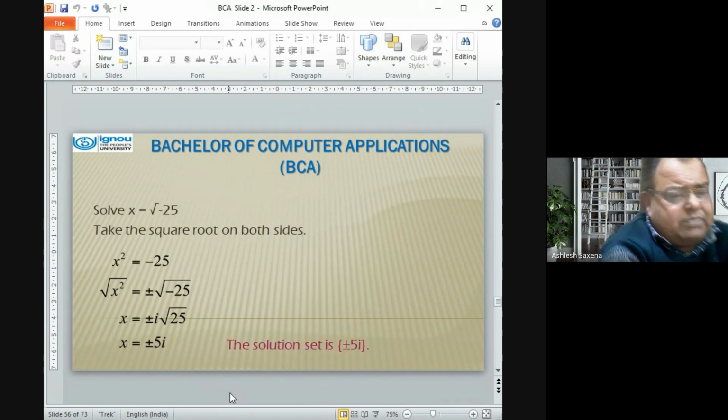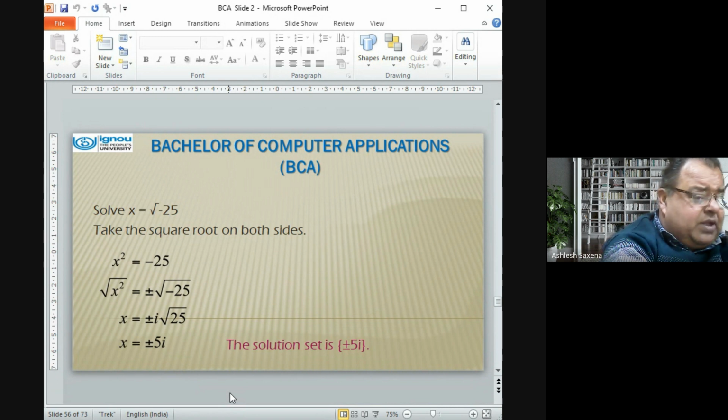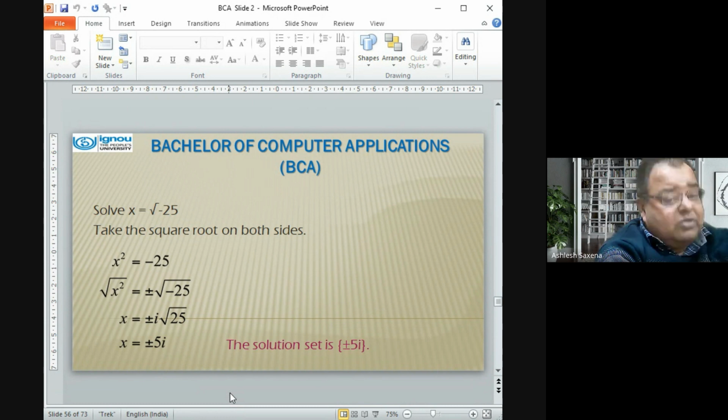Now we have x, same thing, nothing to be worried about. We have to find the value of x. X is equal to under root minus 25. Squaring it, you will get this number. Under root it, which will be plus and minus. Rest everything will remain the same. Minus 25 can be written as i under root 25. Under root 25 is 5, so you will get a solution of plus minus 5. If you square 5, you get 25, and if you square minus 5, again you get 25. So our answer will be plus minus 5 iota.